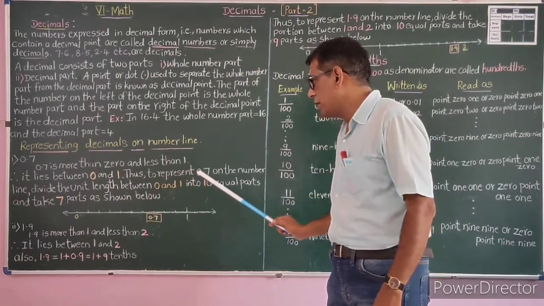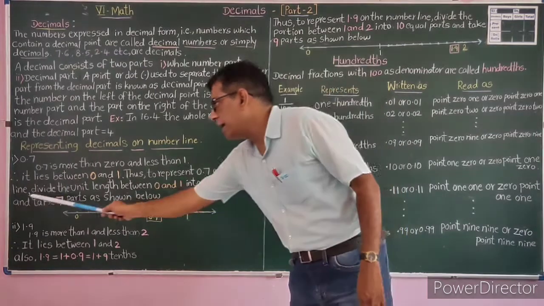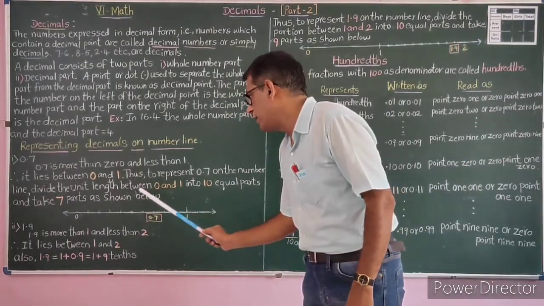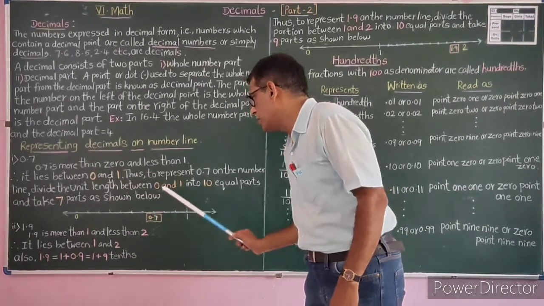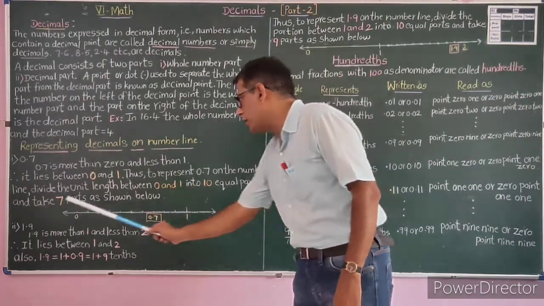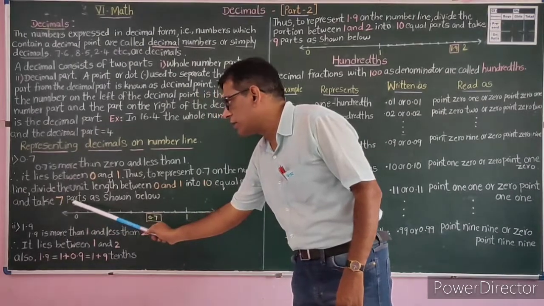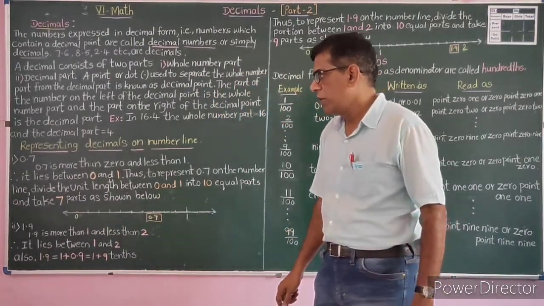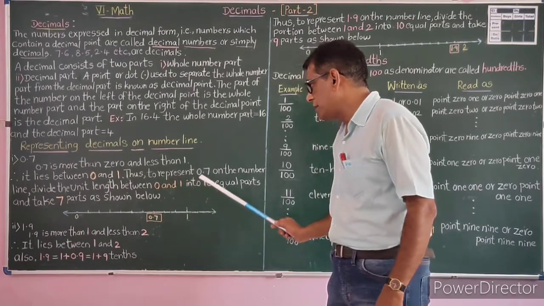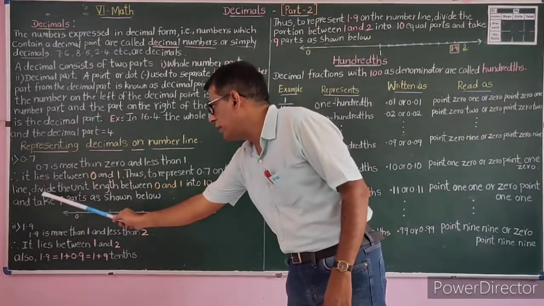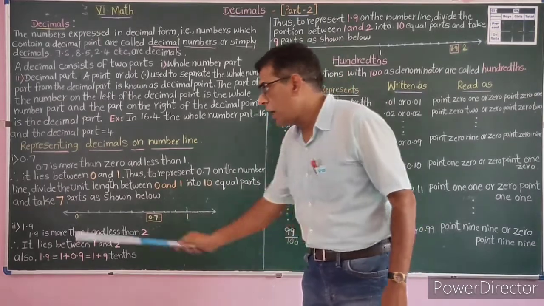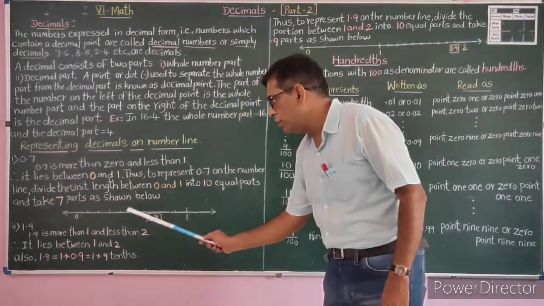Thus, to represent 0.7 on the number line, divide the unit length between 0 and 1 into 10 equal parts, and take 7 parts as shown below.